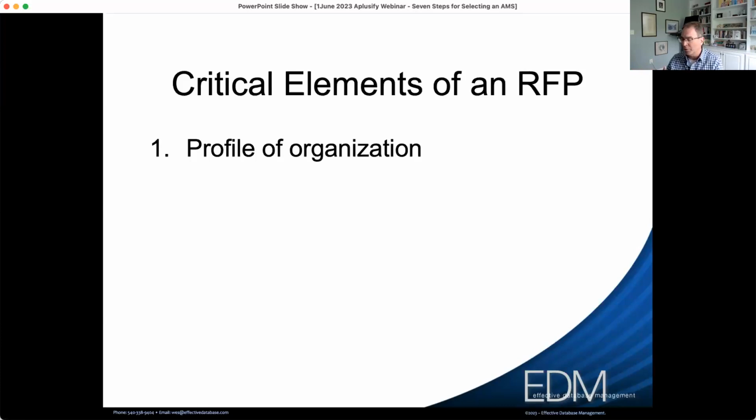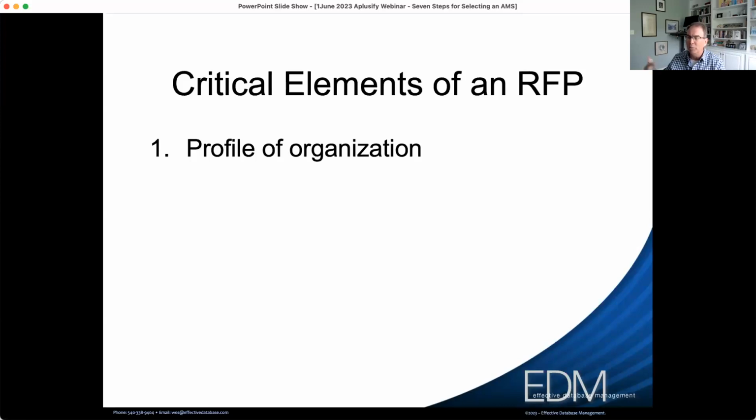In other words, are you a state association? Are you a national association, an international association? Are you a trade association or individual membership, or maybe a hybrid? You have both individual and organizational memberships. How big is your staff? How broad is your functionality? We'll talk about that in a minute. But the idea here is to communicate to the AMS vendor, this is what we look like kind of on paper without knowing all the functional details yet.